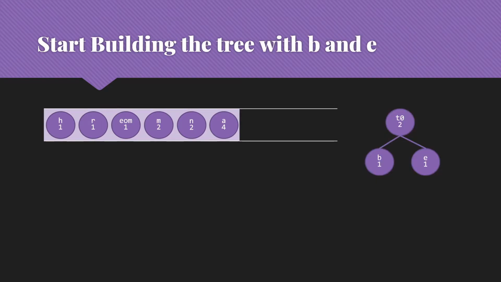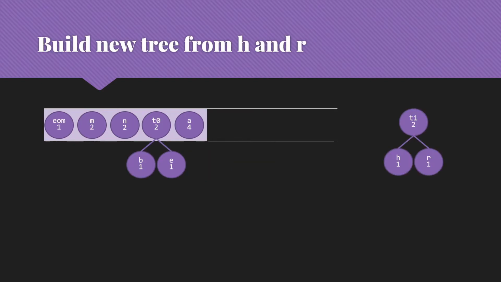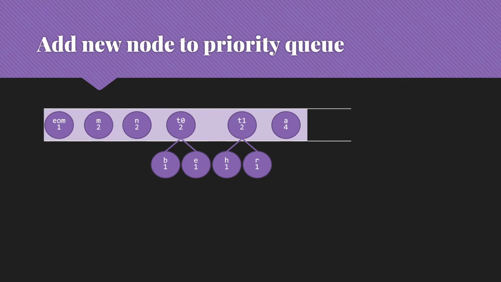So we pull the B and the E off of our priority queue, and we create a new node to be the root of a new tree that has the B and the E as subtrees. So its frequency is 2. So then we'll add our new node to our priority queue. Then we need to actually take the next pair. So we're going to grab the H and the R, which are the next two items from our priority queue. We're going to make their parent T1, which will be also priority 2. And then we will add that into our priority queue.